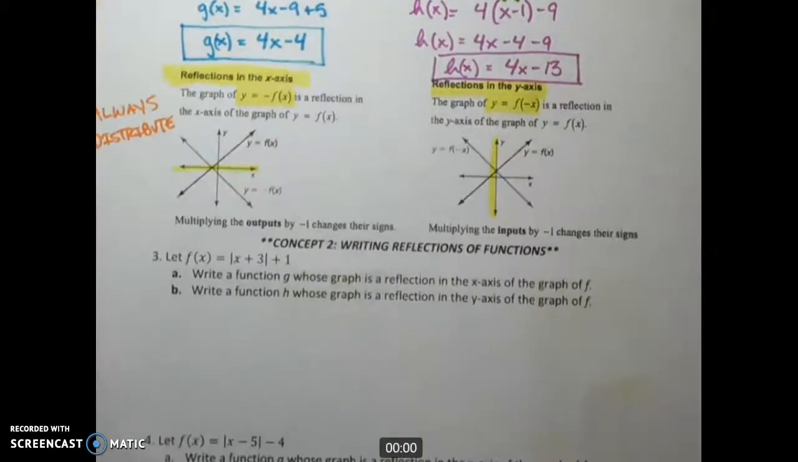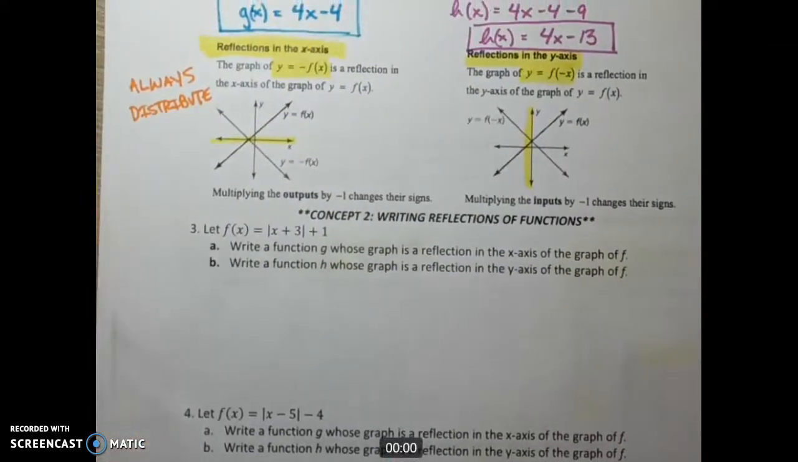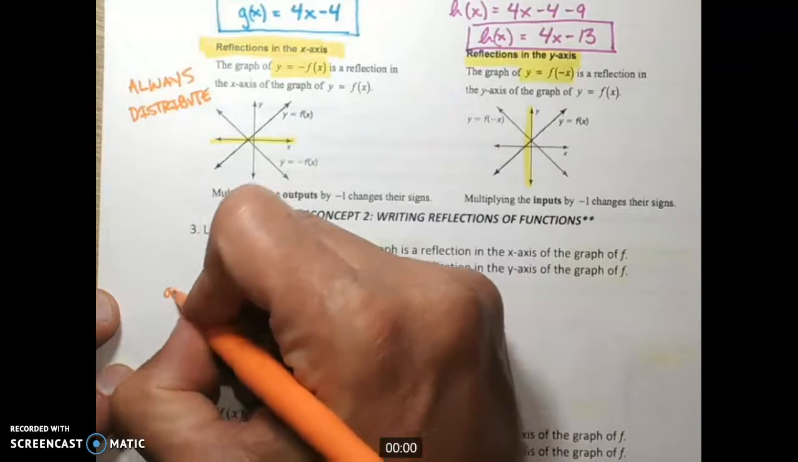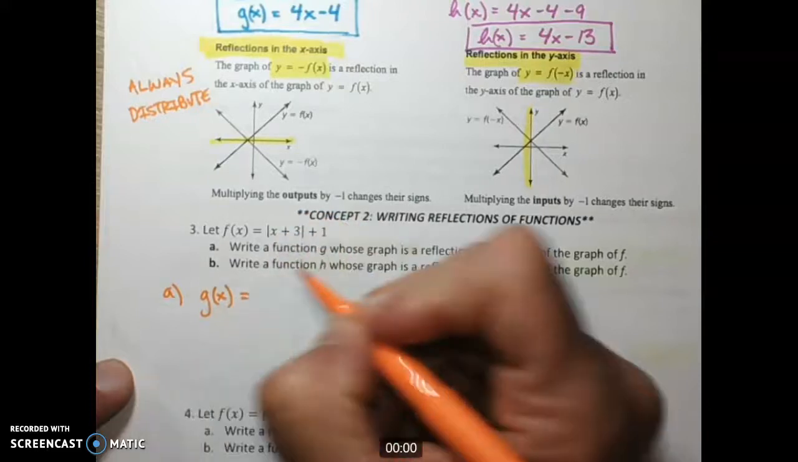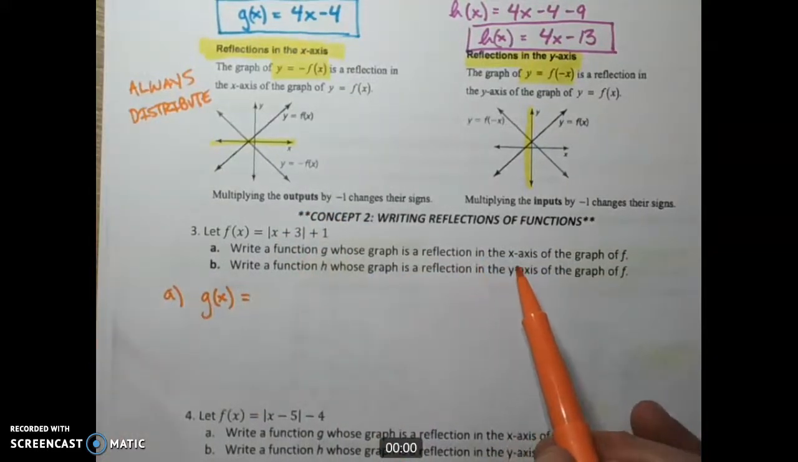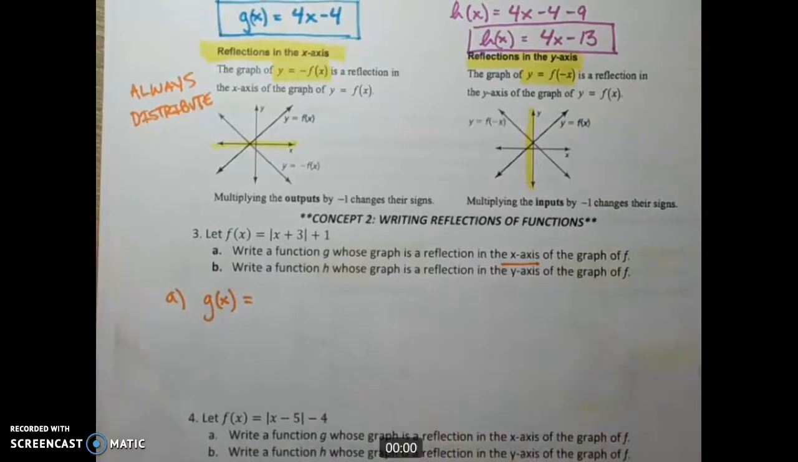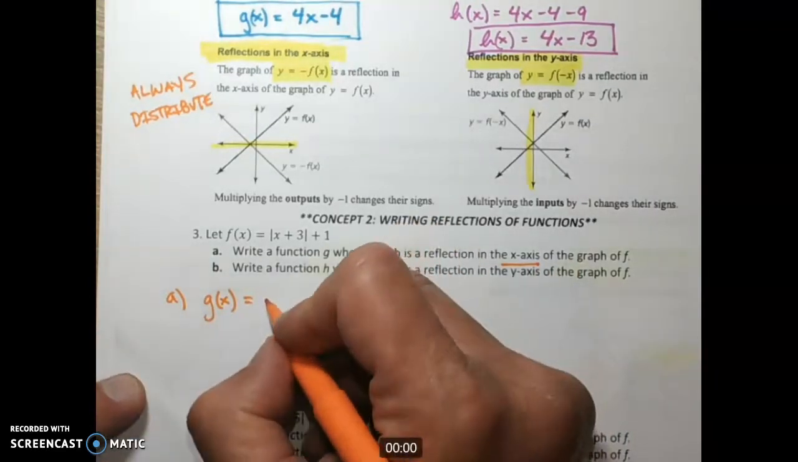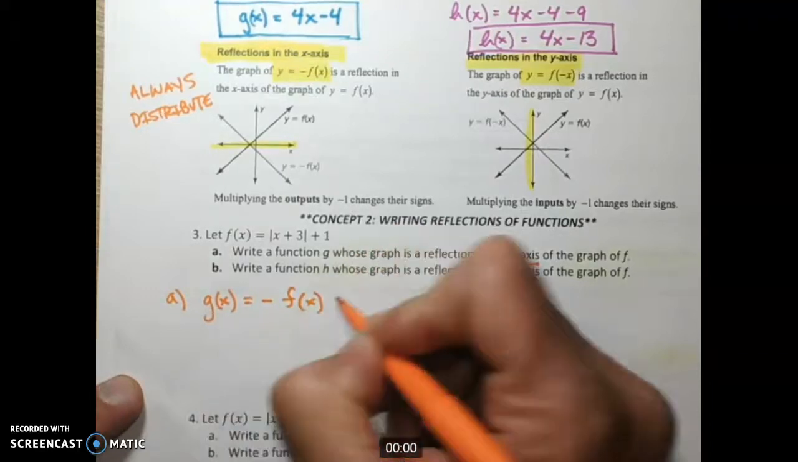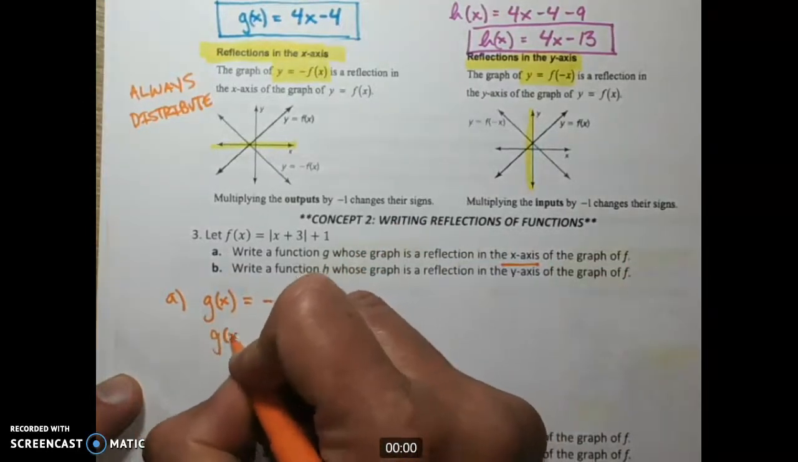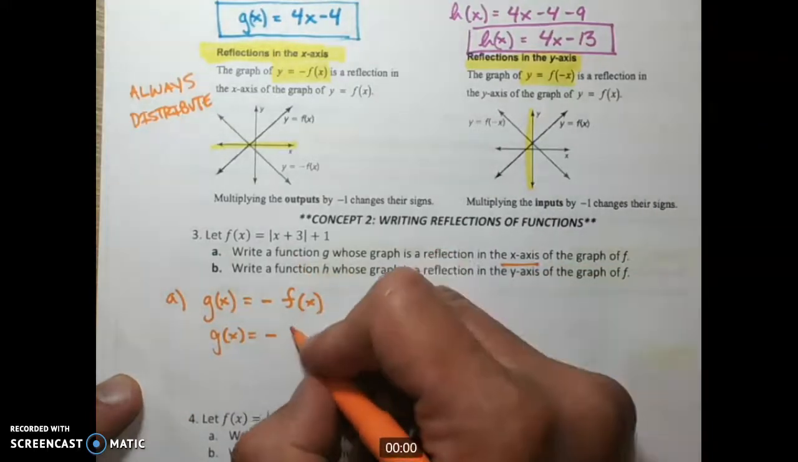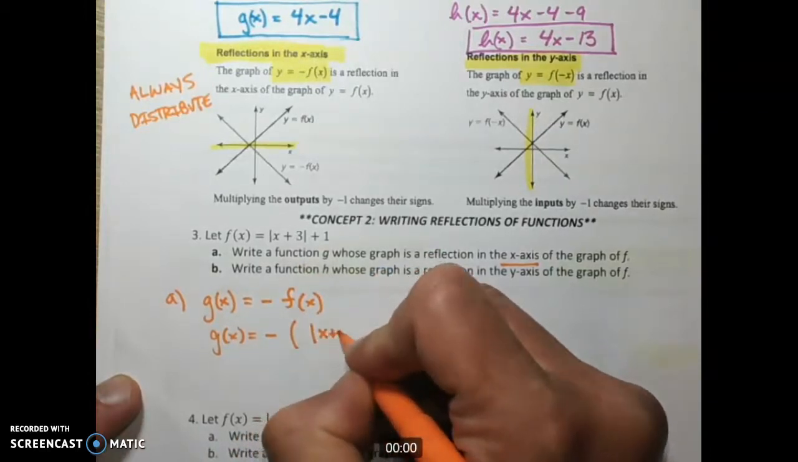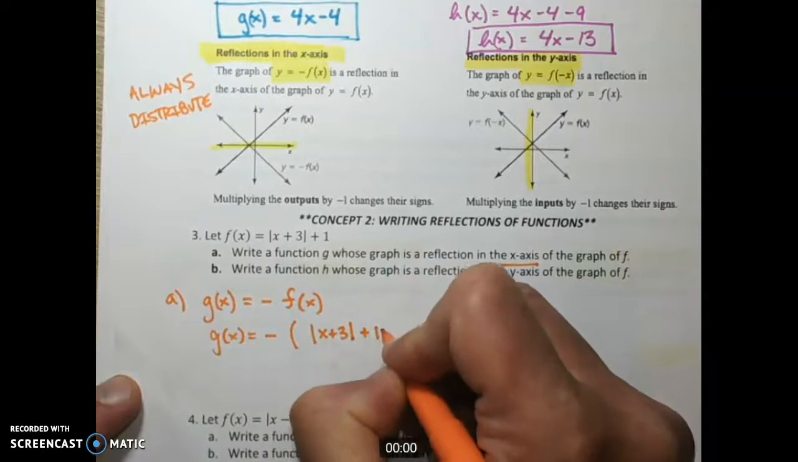Here we go. Concept number 2. A. Write a function g, so g of x, whose reflection is in the x-axis of the graph of f. So really what that means is the opposite of f of x. So g of x equals the opposite. Now I'm just going to replace f of x with the absolute value of x plus 3 plus 1.